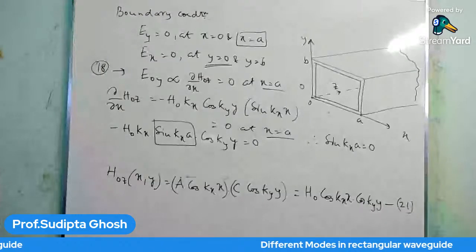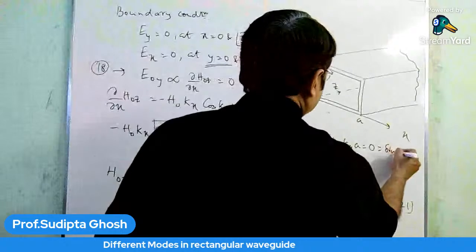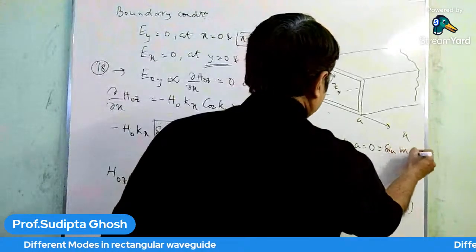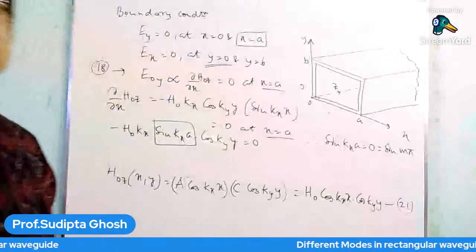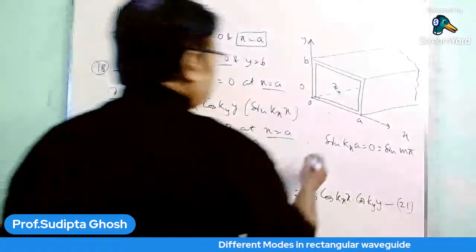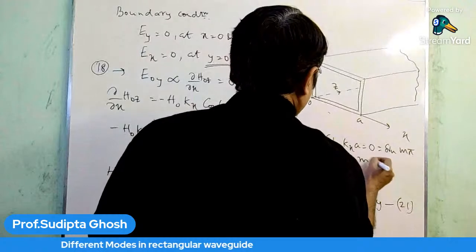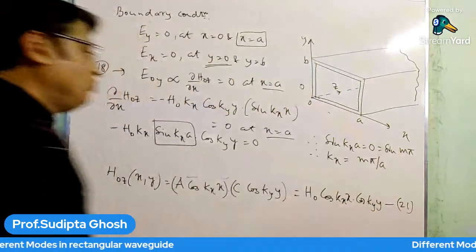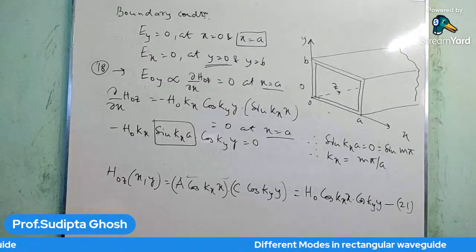As we know from the general solutions of trigonometry, sin theta equals 0 when theta equals n pi. So I have taken it equal to m pi, where m is an integer, 0, 1, 2, etc. So the value of kx can be given as m pi by a.